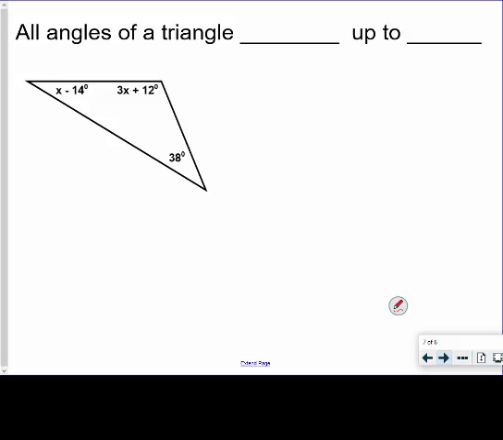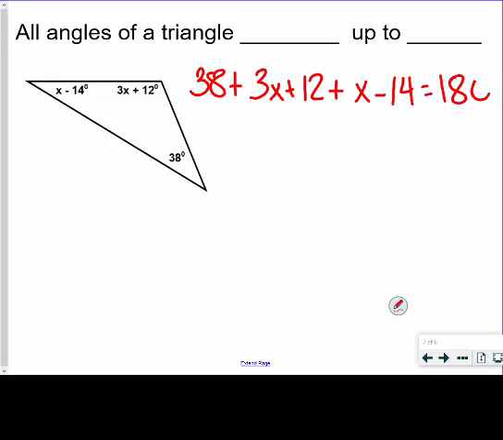Write the equation for this. So I'm going to start with 38. That's the hardest one. 38 plus, what's another angle? 3x. So 3x plus 12 is one of them. What's another one? Plus x minus 14?